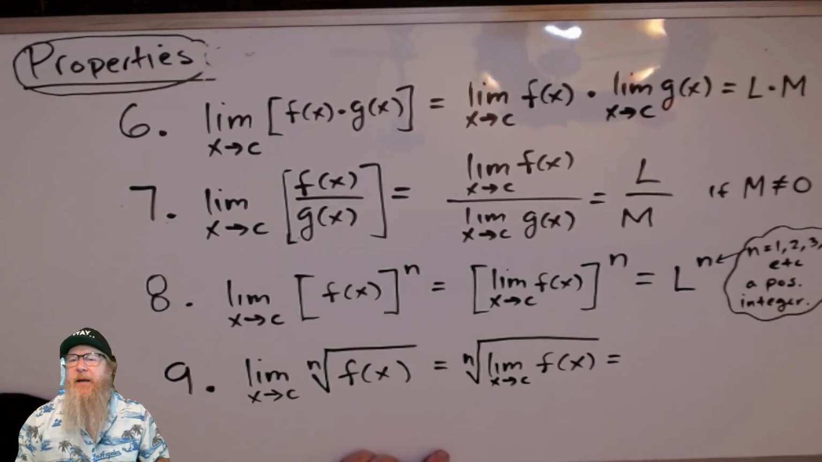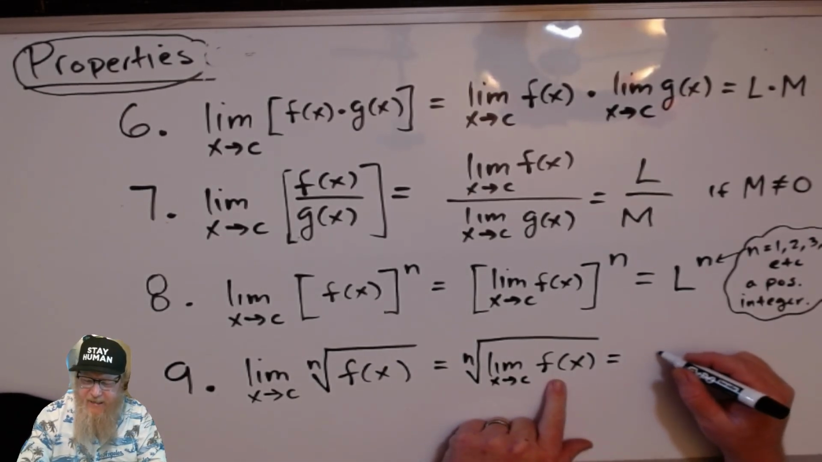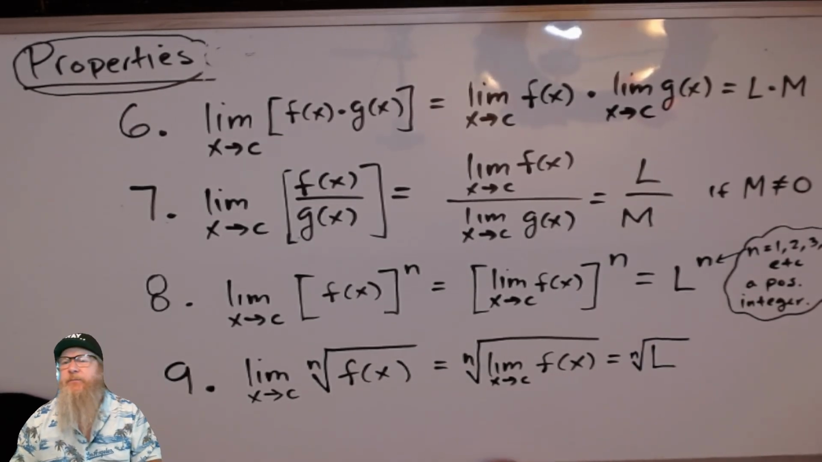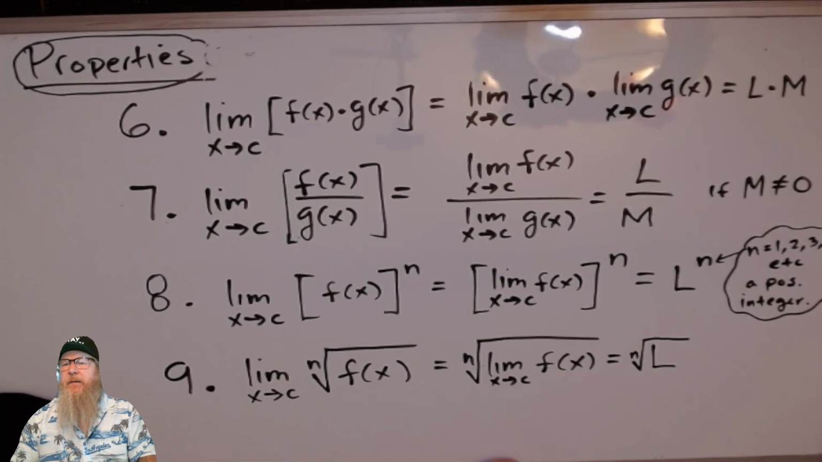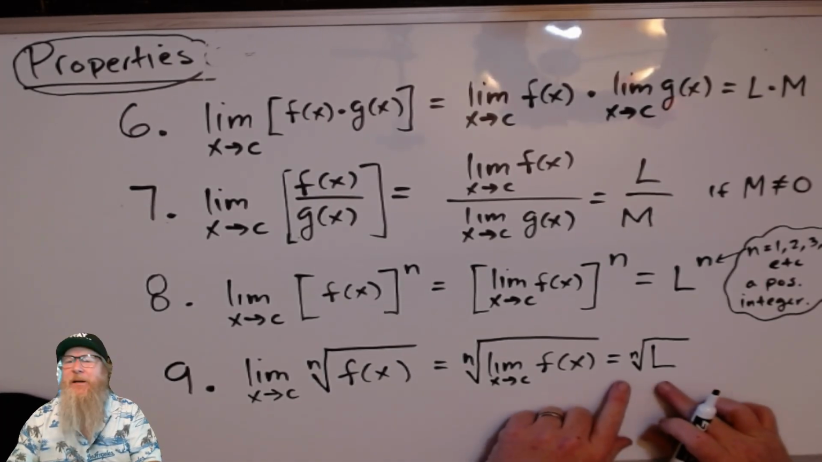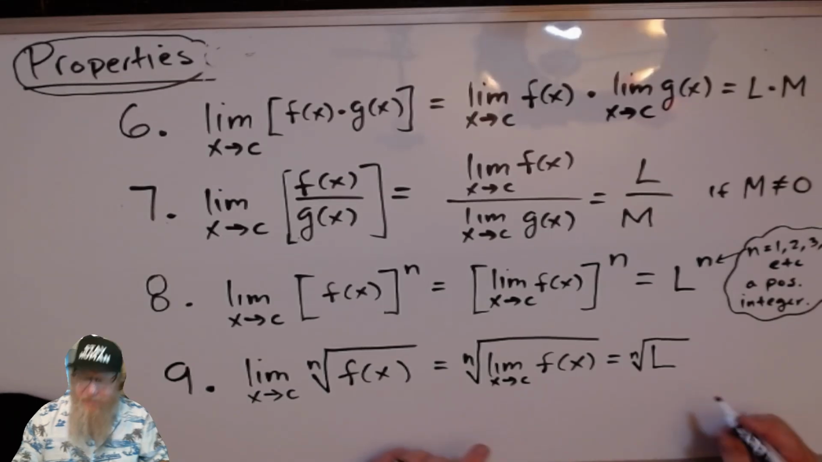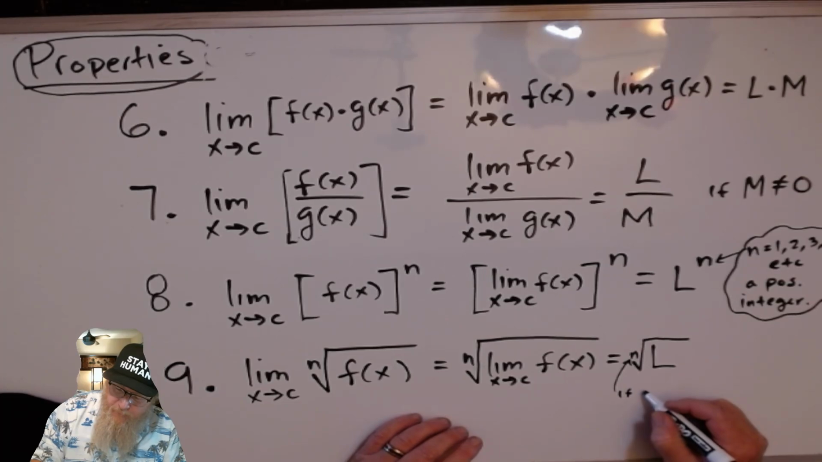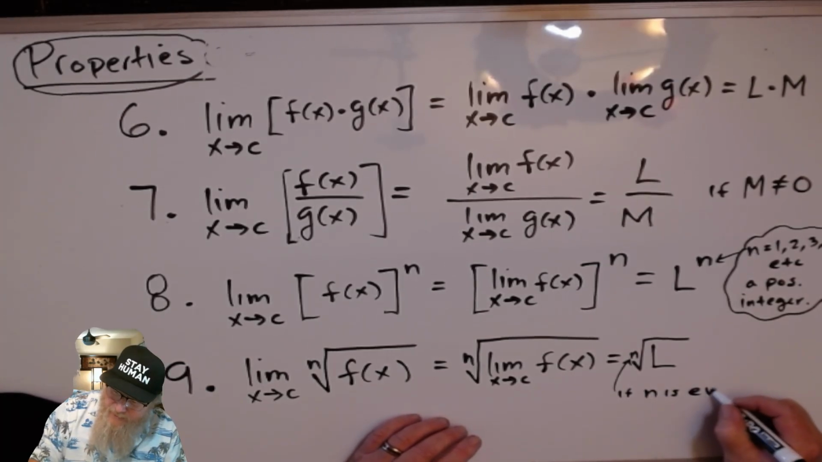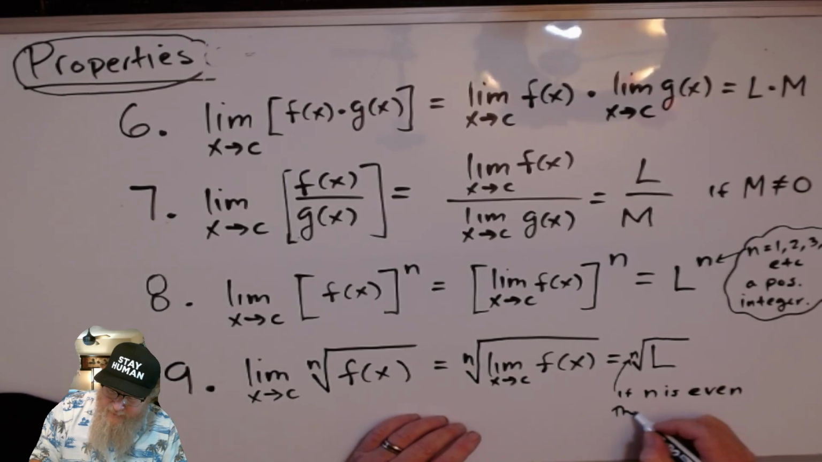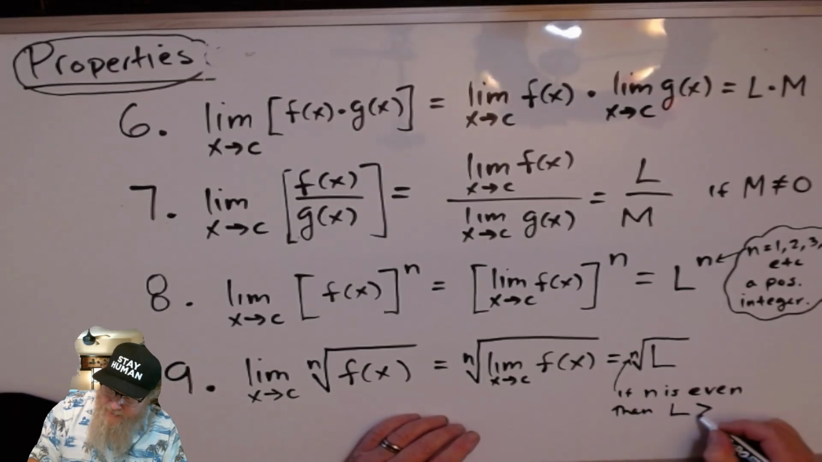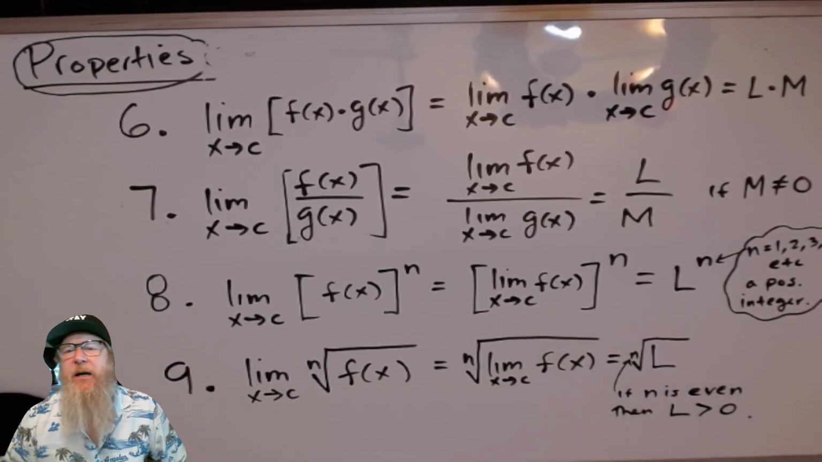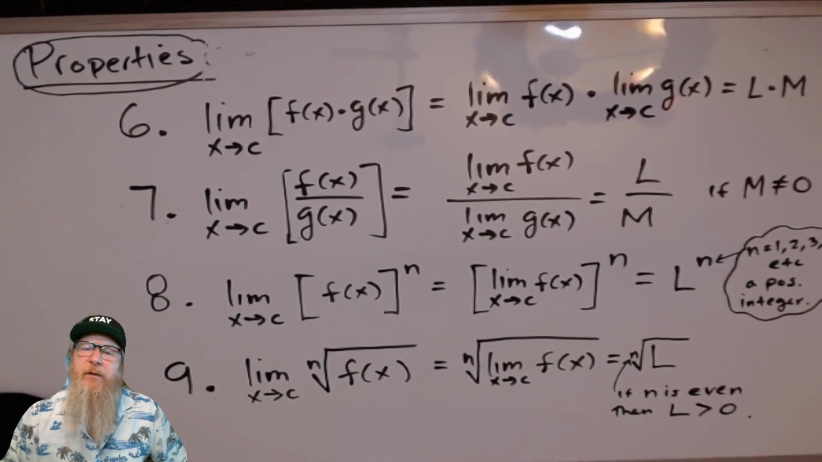All right. And again, since we know that f of x has a limit called L, we can calculate the nth root of L. And again, this property is only true under certain circumstances. You remember from basic algebra, if the root is even, then the inside must be positive. So we're not allowing imaginary numbers in this course.